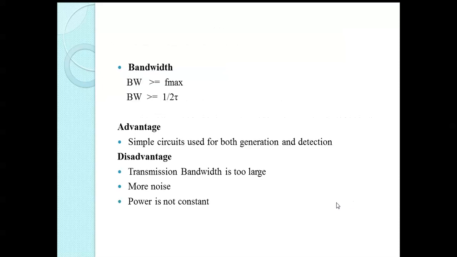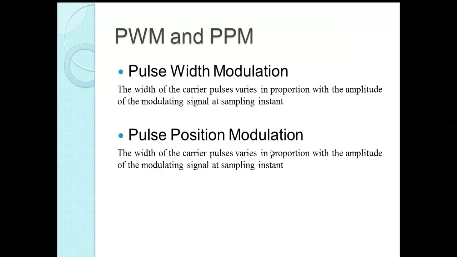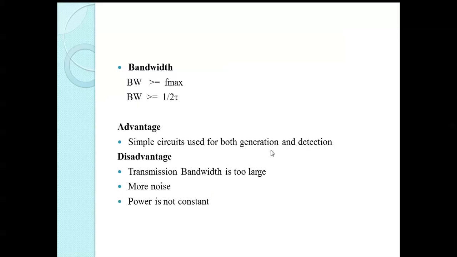Okay, so this is PAM, and the bandwidth, if I'm considering, I have told it is tau. So tau plus tau, it is 2 tau for the positive and negative half cycle, if I'm considering. So the bandwidth will be 1 by 2 tau. The advantage here is that it's very simple; the generation part and detection part are very simple to construct, and you can easily get the output. Not much difficulty.